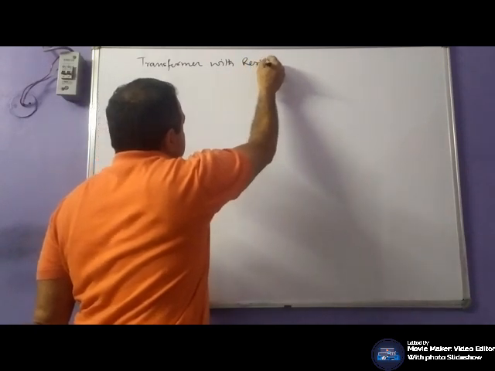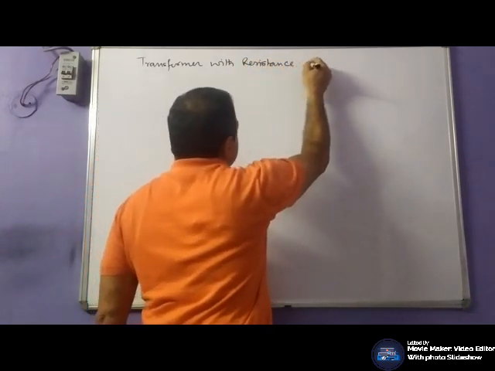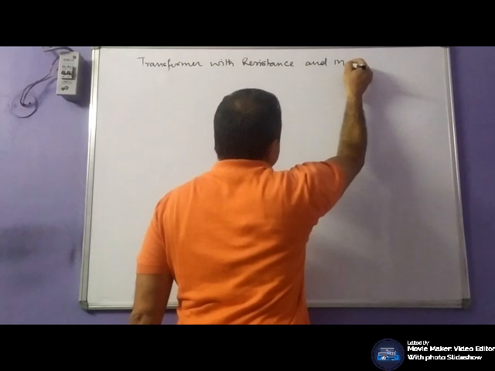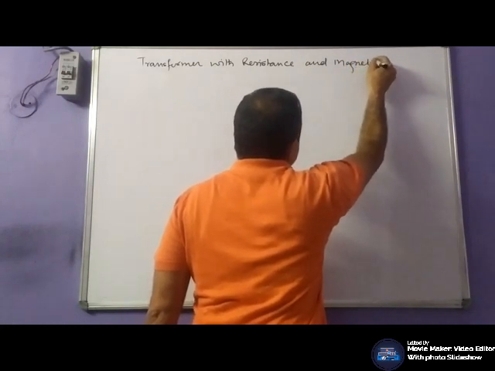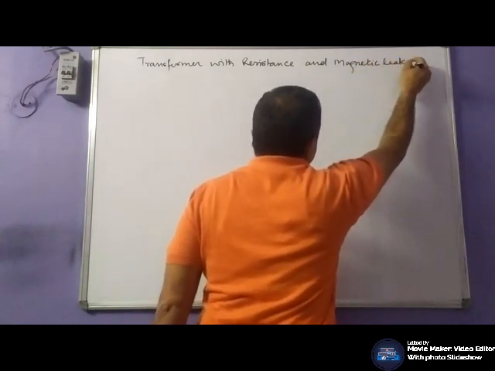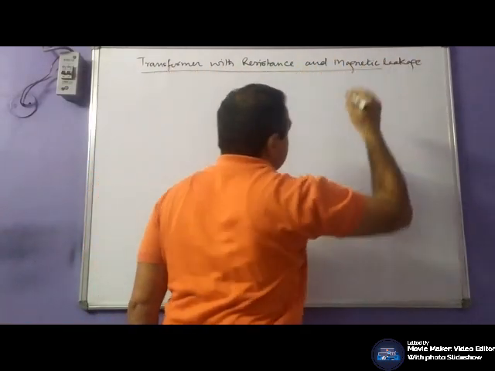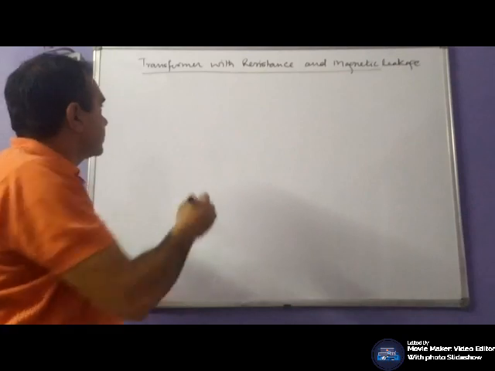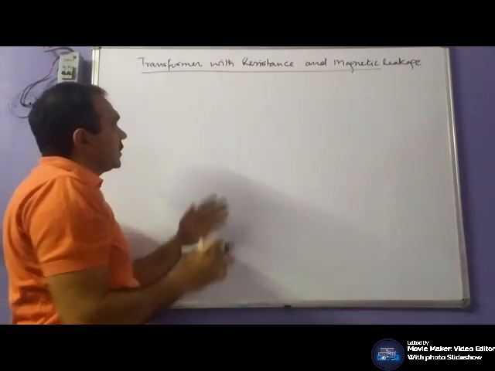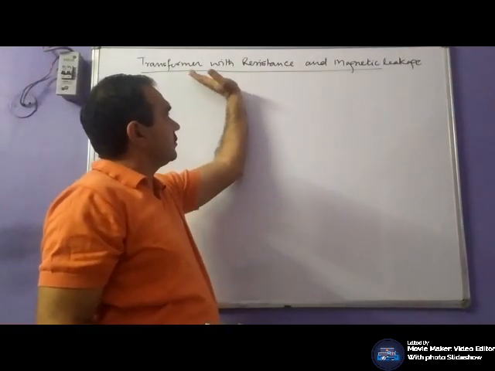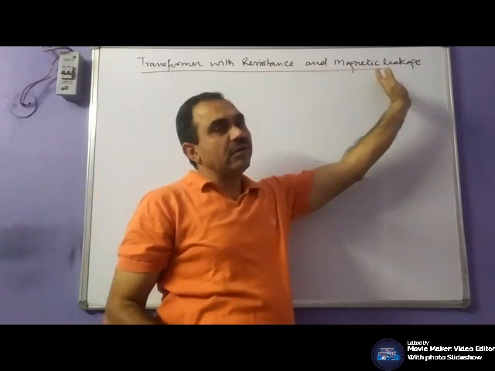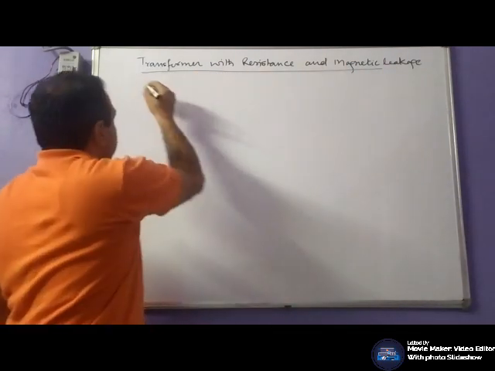Resistance and magnetic leakage. First, we will start with resistance. We consider the transformer with resistance and without magnetic leakage.